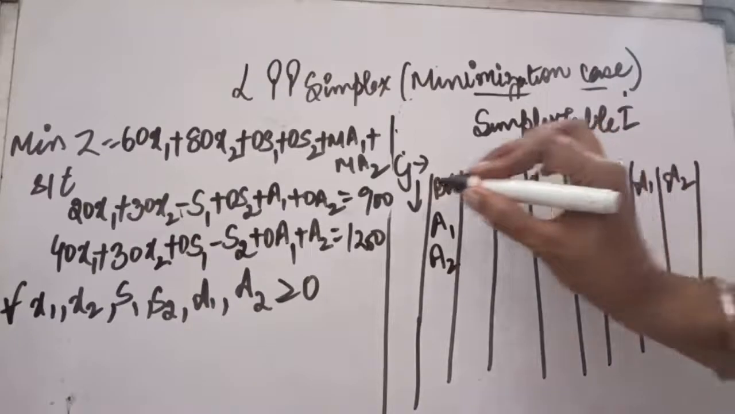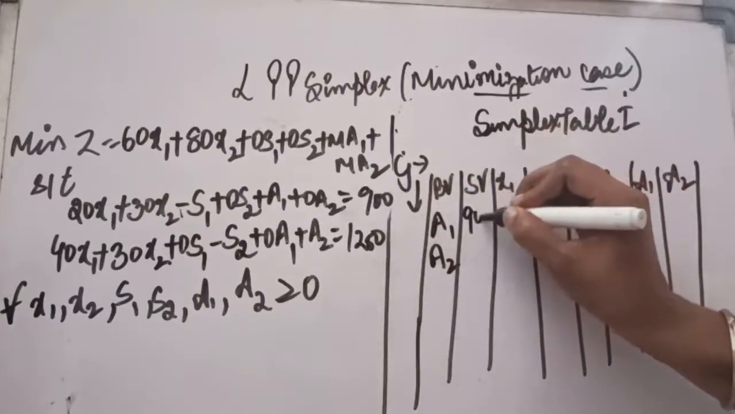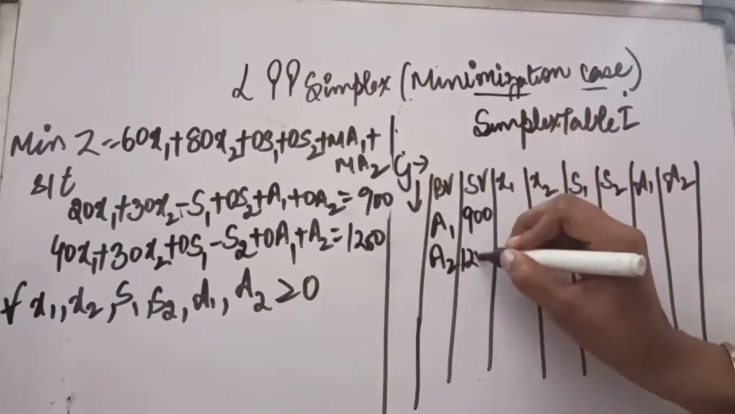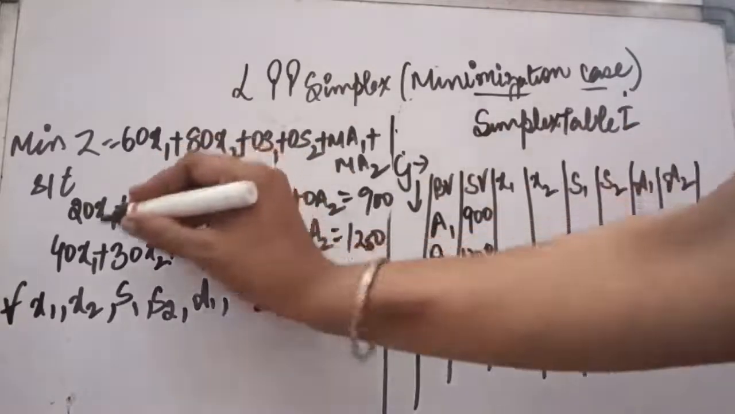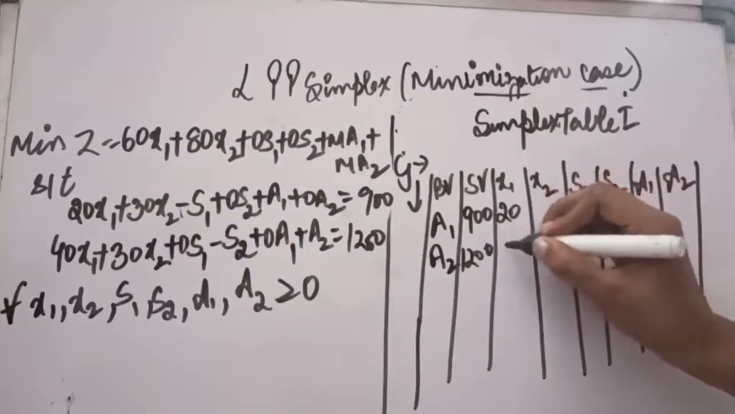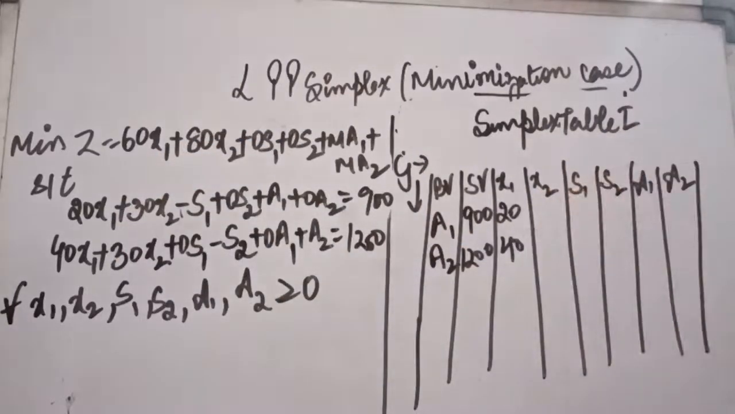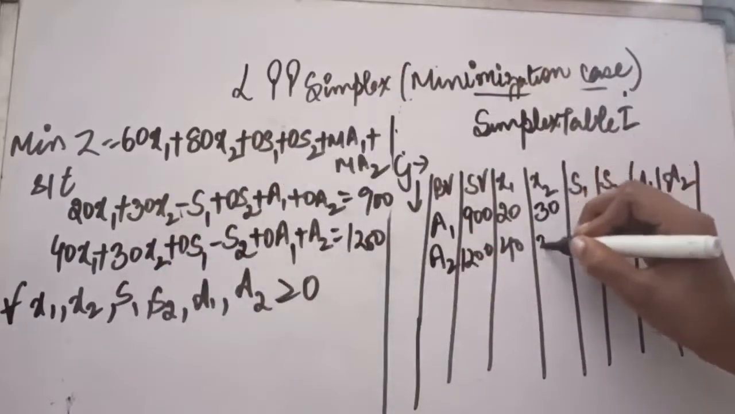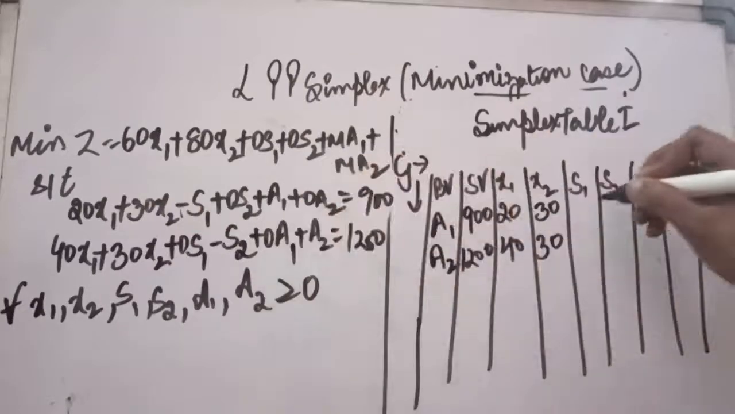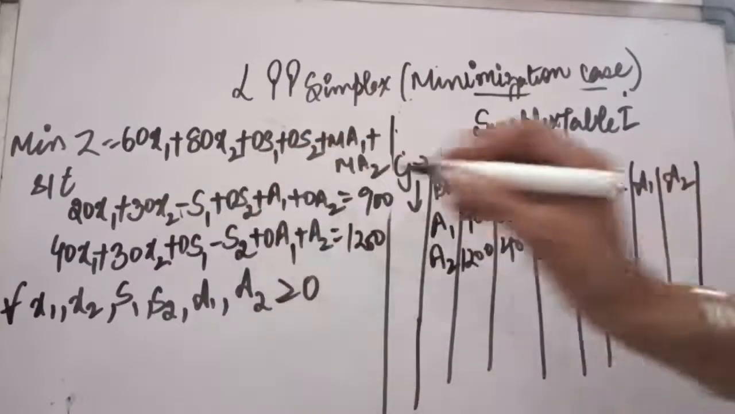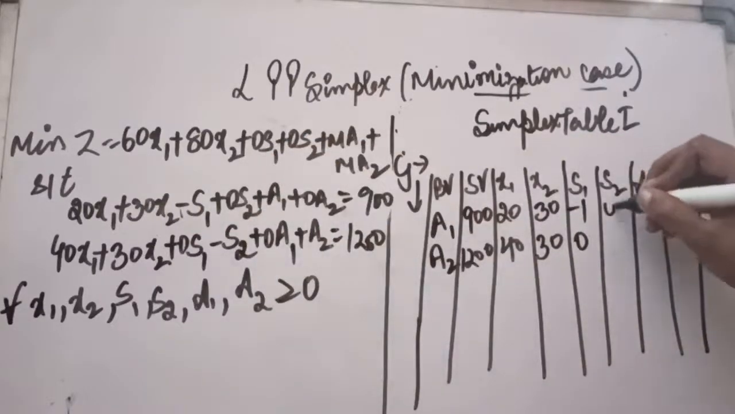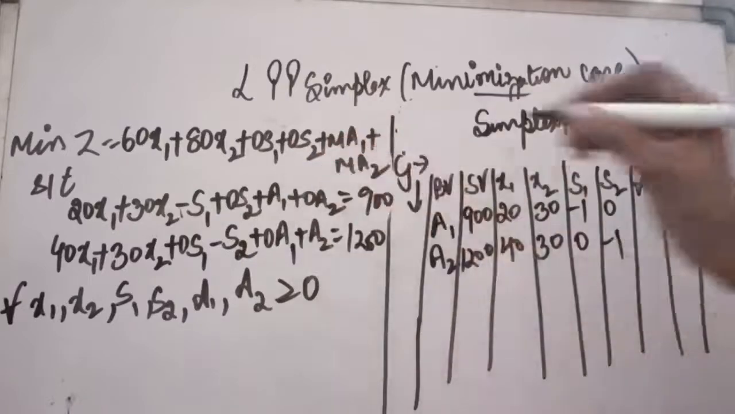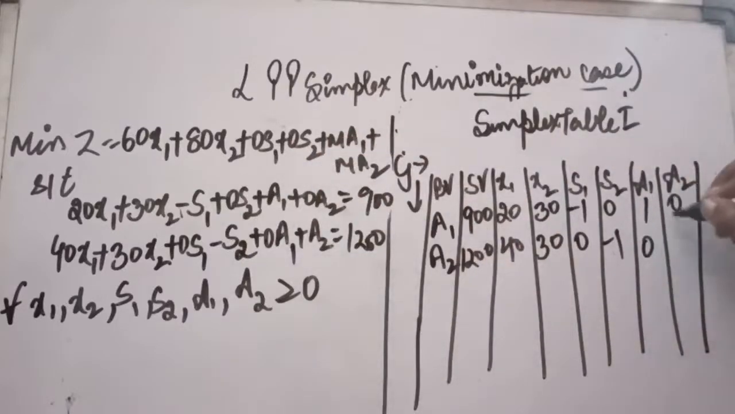Now the solution values, the values after the equal to: 900 and 1200. For x1, from the equations, the coefficient values are 20 and 40. From here x2's values, these are 30 and 30. The values of s1: first is minus 1, and in the second equation it is 0. For s2: 0, minus 1. The values of a1 and a2: 1, 0, 0 and 1. So like this we have just filled the values.